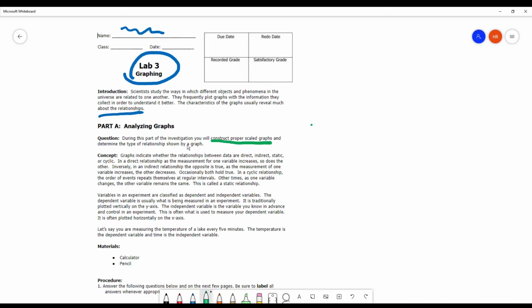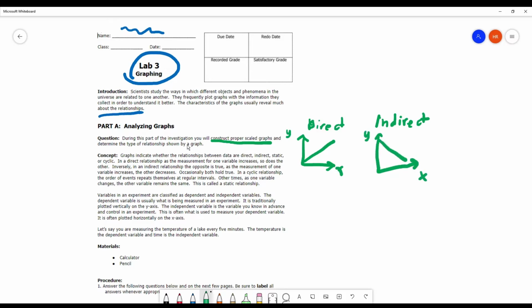Graphs indicate whether the relationships are direct, indirect, static, and cyclic. If you're not sure what those are, check out the notes section for the CASEL learning assignment. In general, direct means that as x goes up, y goes up, and it looks like this. Indirect is going to be the opposite of that, with x and y. As x goes up, y goes down. So this would be like you spend more time at a store, you're going to spend more money. This would be like you spend more time at school, you get less happy.